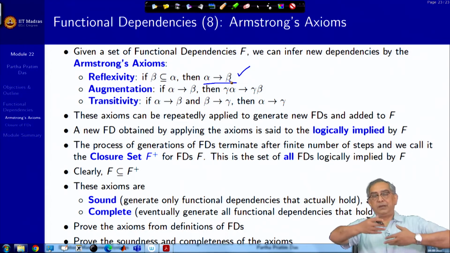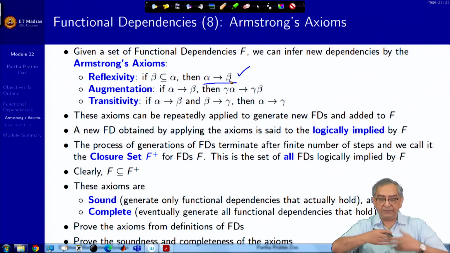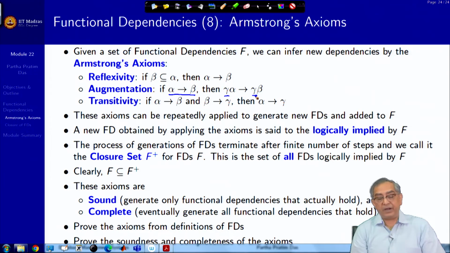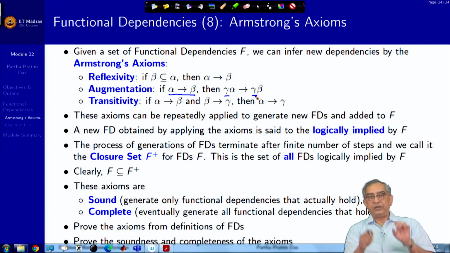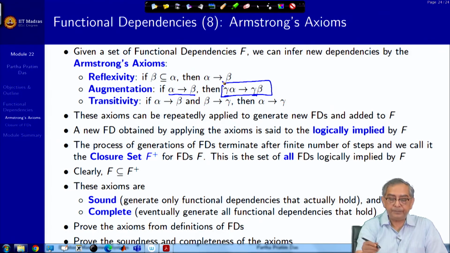Reflexive because it is leading to itself. What is reflexive? A relation which leads to itself. Then we have augmentation. So, there is a functional dependency alpha determines beta, and gamma is some set of attributes which may have something common with alpha, may have something common with beta, may not have anything common with either of them, whatever. If you augment them on both sides, then this functional dependency will also hold.